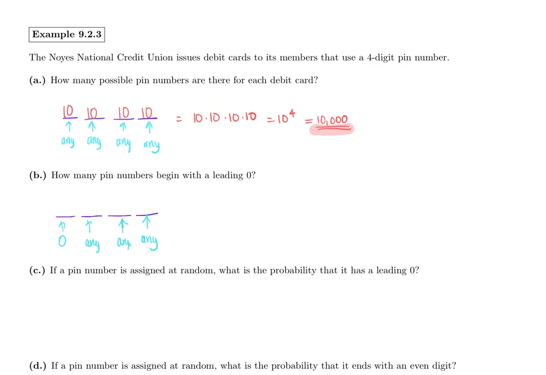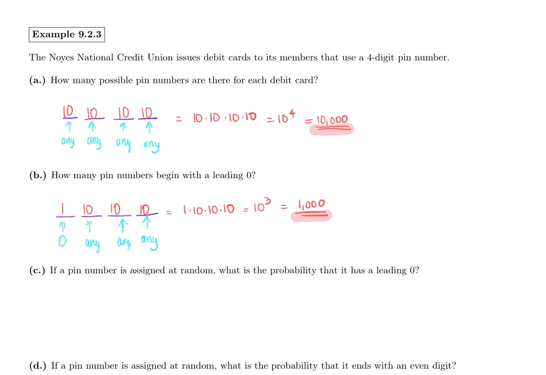Well, how many ways can you pick 0 to be your first digit? The answer is only one way you pick 0. But then for digit 2, you can pick anything, so it's 10. Digit 3 is also 10, and digit 4 is also 10. So we have 1 times 10 times 10 times 10, or 10 to the 3rd, which is 1,000 ways to choose a pin that has a leading 0. So a little bit different.